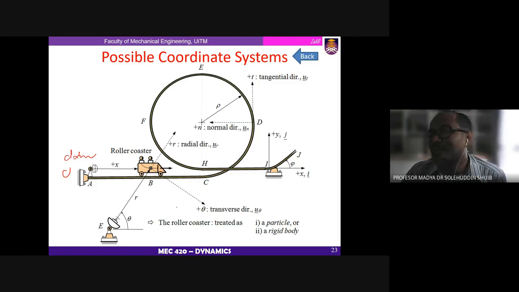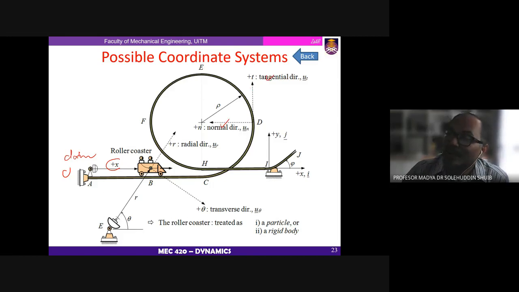So you can see different coordinate systems that have been used here from here to here. This is linear, and then we start to have what we call curvilinear motion here. Curvilinear motion. We have here point D. This is the radius of curvature, normal and tangential. Positive tangential direction, and this is the normal direction.